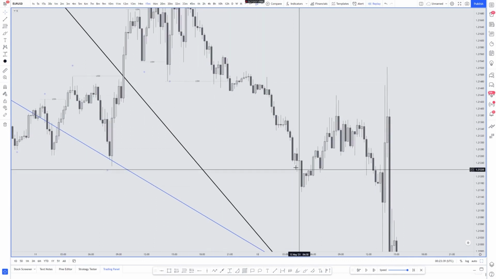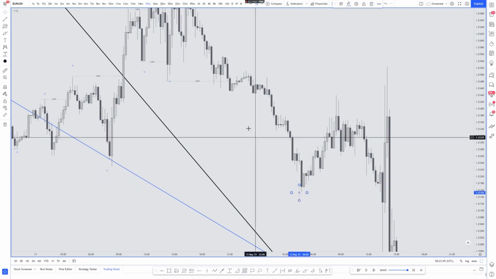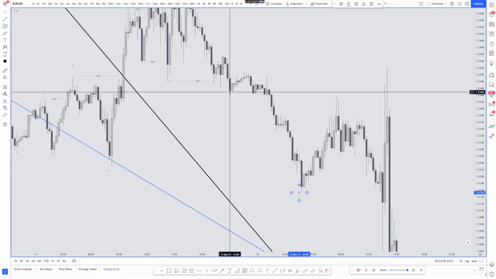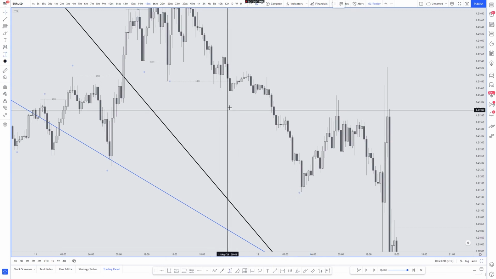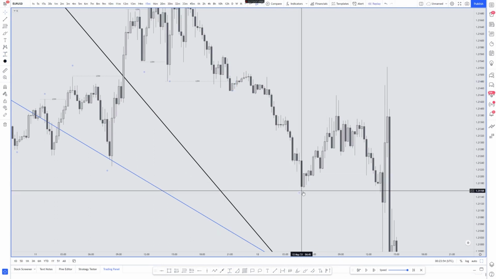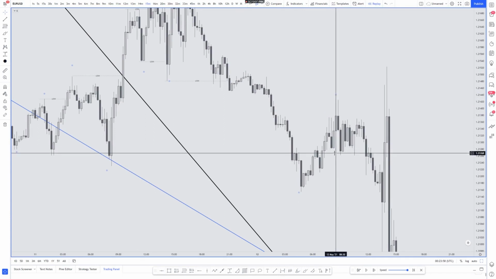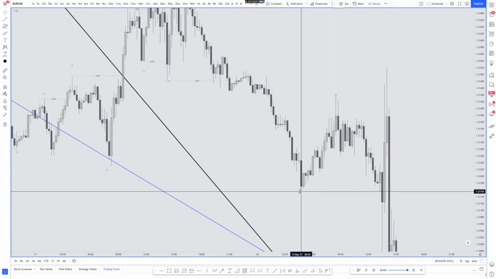So here we don't really have any real pullback till pretty much the impulse ends. Let's see, let's double check that. I don't think that's enough, no. So our pullback would be pretty much at this point here. And ultimately the bearish order flow continues.